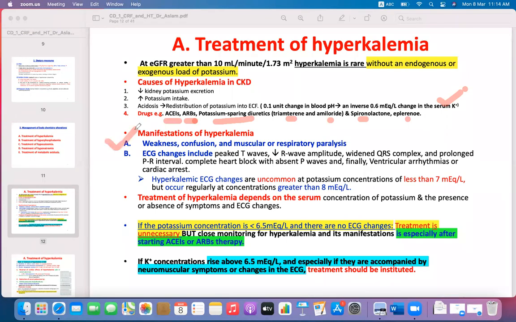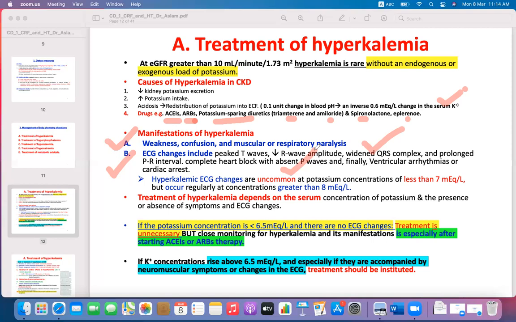Weakness, confusion, muscular or respiratory paralysis. And what are the effects on the ECG? ECG changes include peaked T waves, decreased R wave amplitude, wide QRS complex, which happens in our case, prolonged PR interval, complete heart block, and absent P waves, which also happens in our case, and finally ventricular arrhythmias or cardiac arrest.